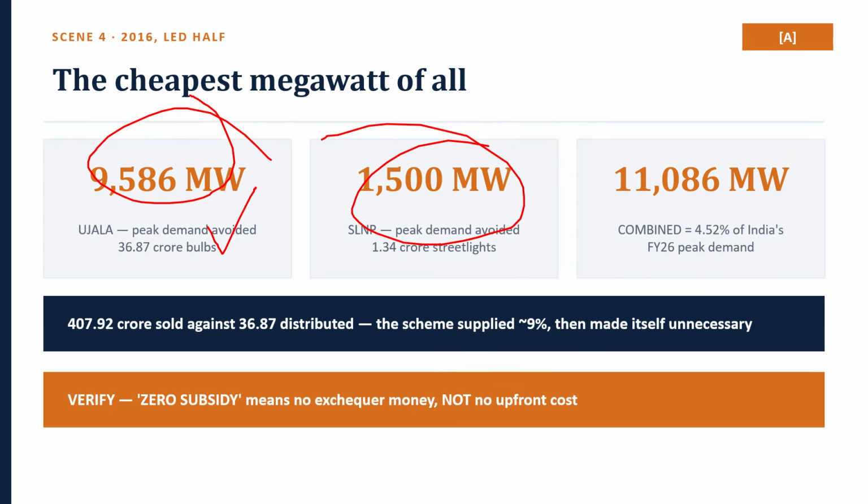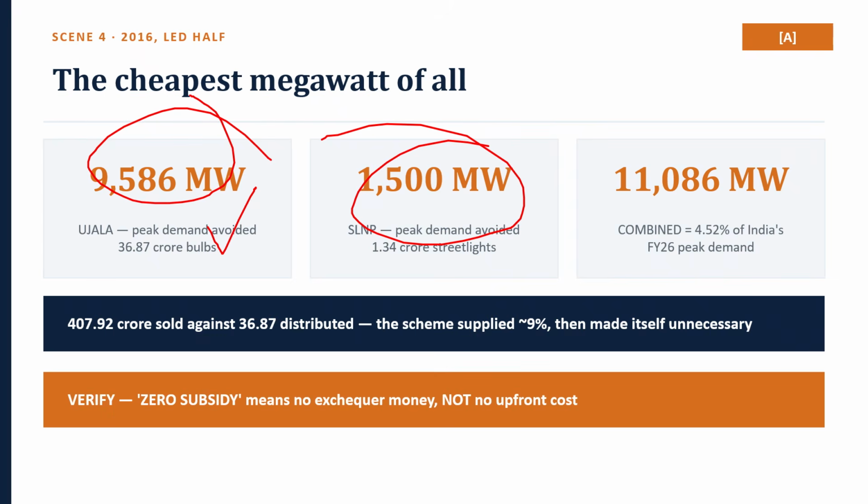So now the two combined. The cheapest megawatt is the one not needed. 9,586 megawatts plus 1,500 is 11,086 megawatts of peak demand avoided. Against India's all-India peak demand of 2,45,444 megawatts in financial year 26, that is 4.52%. Nearly one-twentieth of India's peak demand was removed rather than supplied, and the exchequer did not pay for it.